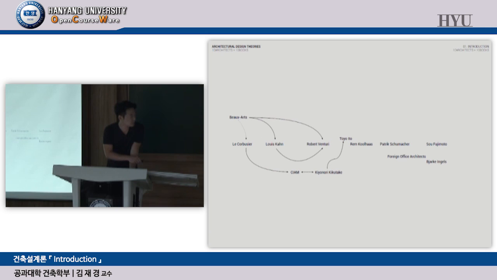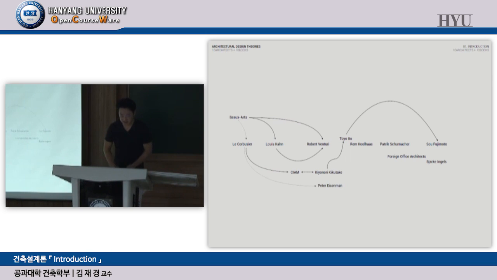And Ito and Kikutake, these two guys have a very strong relationship. And Fujimoto worked for Toyo Ito. So these three architects have a very strong relationship.